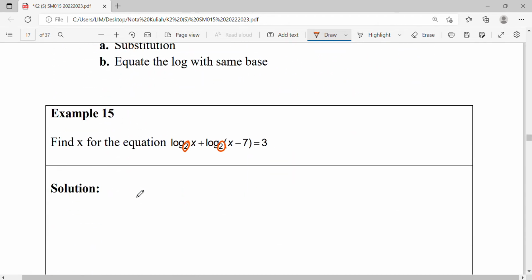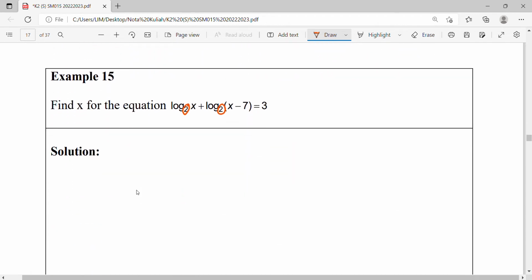So for this case, we can simplify when it has log plus log. The items will be in multiplication. Simplify this log into a single log. The items will be multiplied. Okay, the terms inside the log will be multiplied together into the product.